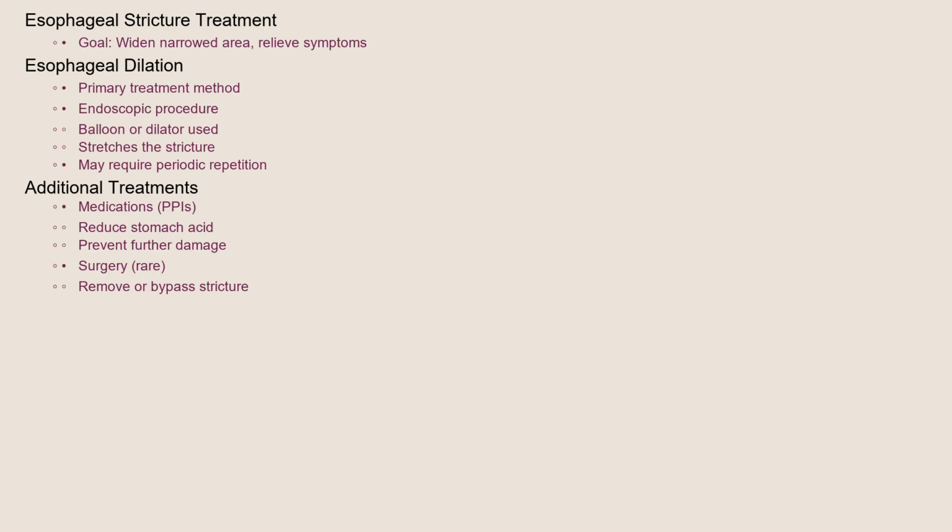The treatment for esophageal strictures aims to widen the narrowed area and relieve symptoms. The primary treatment method is esophageal dilation. This involves using an endoscope to insert a balloon or dilator to stretch the stricture. This procedure may need to be repeated periodically to maintain the esophageal opening. In some cases, medications like proton pump inhibitors, or PPIs, are prescribed to reduce stomach acid production and prevent further damage. In rare cases, surgery may be required to remove or bypass the stricture.